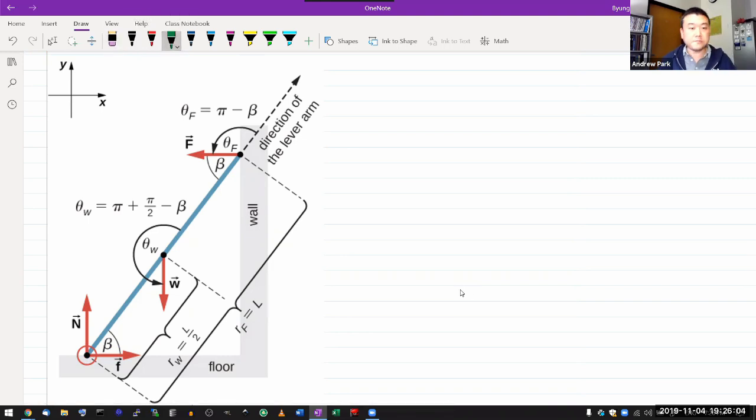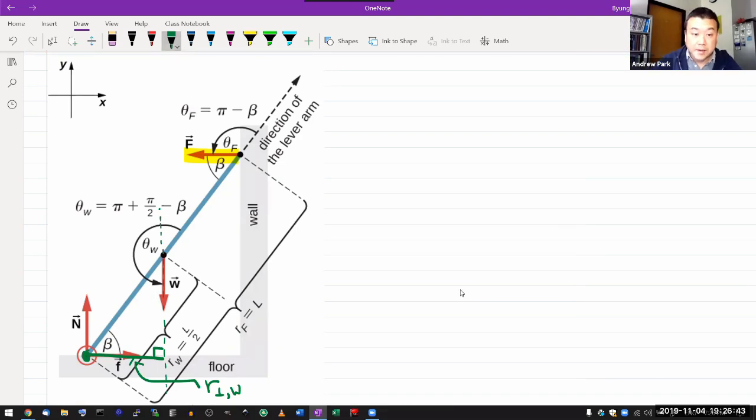Same procedure. I start by extending this force into a line. Then, starting from this point of rotation here, I find the perpendicular segment that drops down to that line. This is the perpendicular segment, and the length of this segment is the lever arm for the weight force. Good? Now, what makes things interesting here is that this normal force from the wall is going in a different direction because it's the normal force from a vertical wall. But the procedure remains the same.